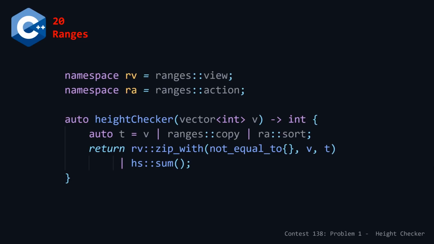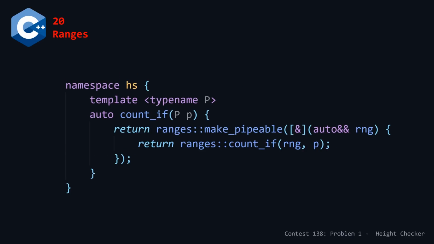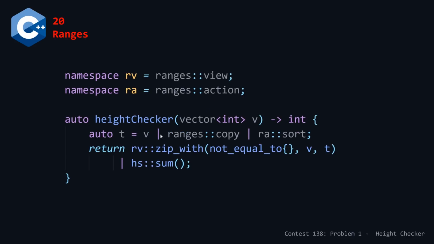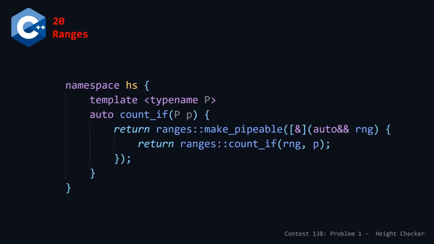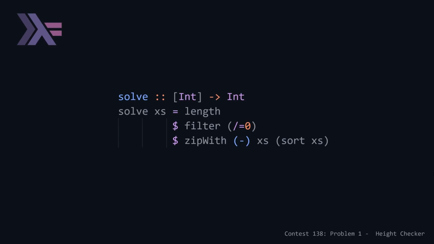And if you're wondering where these HSSum and HSCountIf algorithms are coming from, we can basically just wrap these in make pipeable in order to use them with the ranges syntax where you go pipe pipe and then just pass the methods or algorithms that you want to use. So currently C++20/ranges v3 don't give us the range-based algorithms in the pipeable version, but it's easy enough to just put these together ourselves. And last but not least, our Haskell solution, which in my opinion is the best of all.